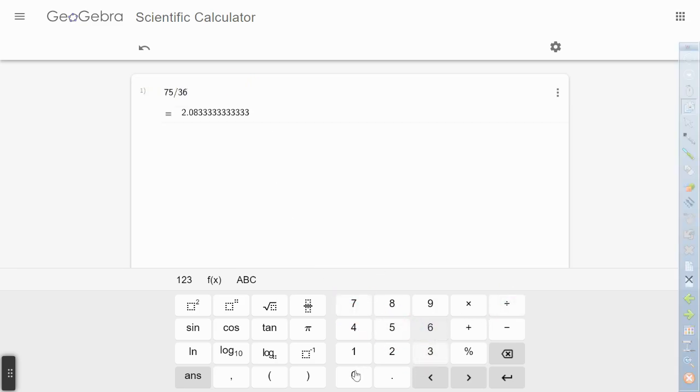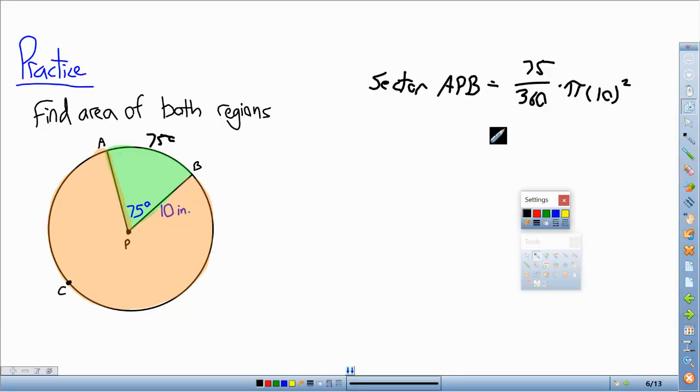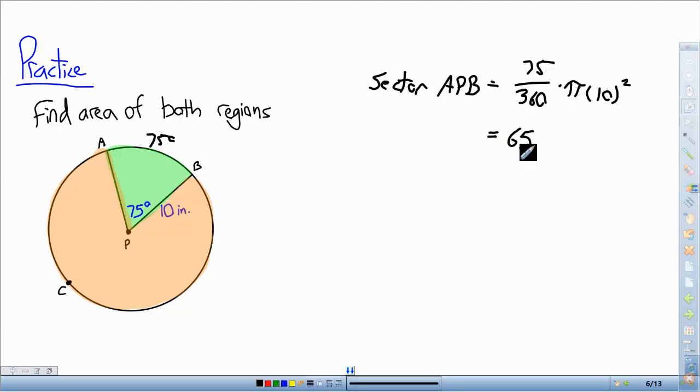75 divided by 360 times pi 10 squared. All right, and I'm getting 65.44, so that 4 doesn't round up, it stays a 4, so 65.4. All right, this one's in inches again, so inches squared, right? Just something to point out.